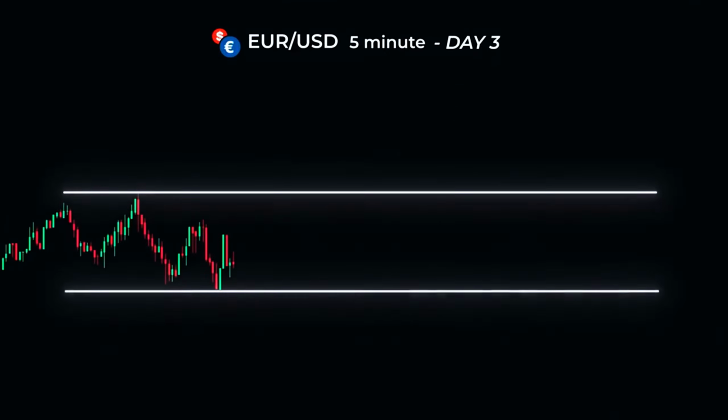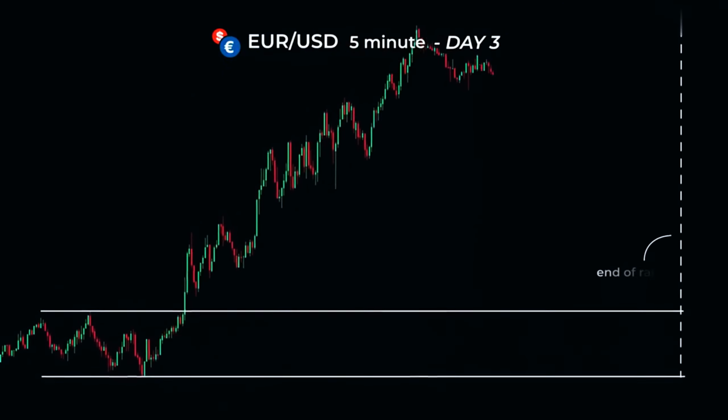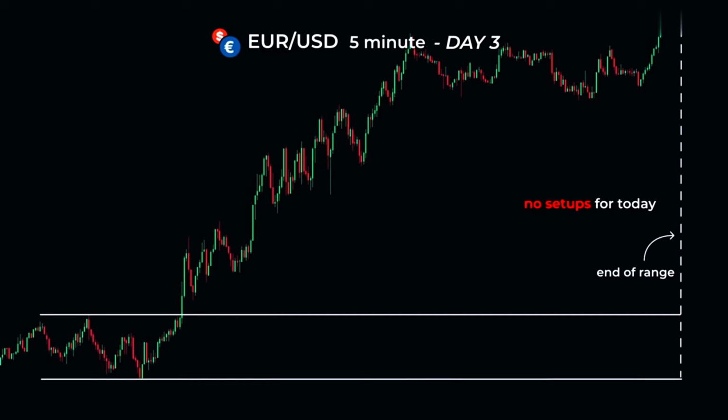On the next day, we have the 4-hour range marked. Price then broke above the range high and stayed there without re-entering, which means there were no setups taken for today.